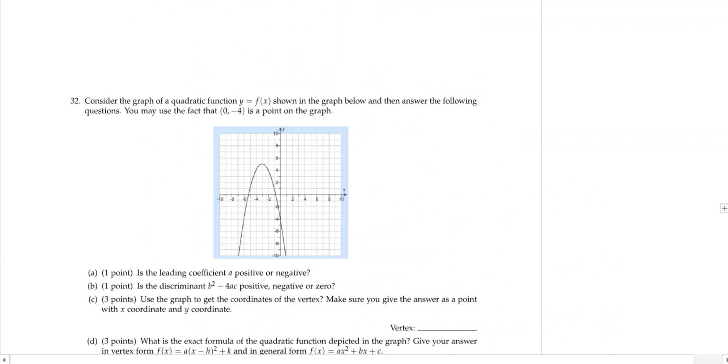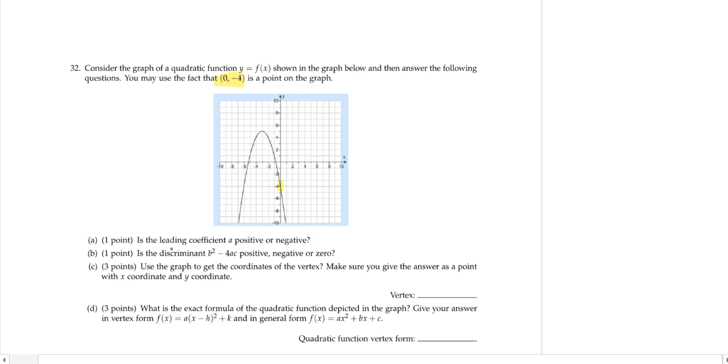Alright, next question. Consider the graph of a quadratic function shown in the figure. You must use the fact that 0, -4, which is this point right here, is a point on the graph. So for this problem, you need to get the quadratic, right? Oh no, for this one it says to answer these questions. Is the leading coefficient A positive or negative? Well, since this is going down, the parabola is opening like this, it means the coefficient A is negative.